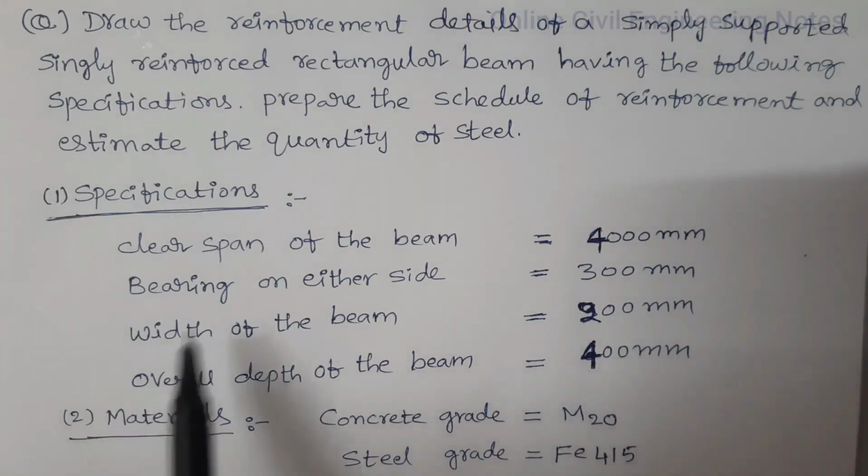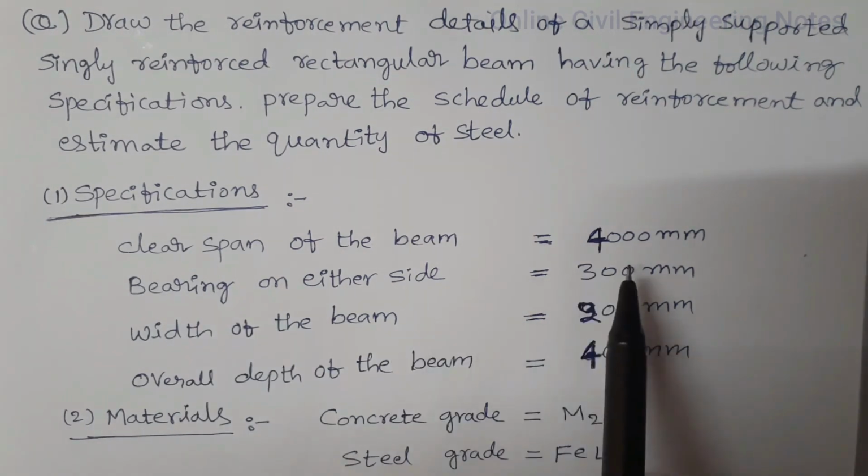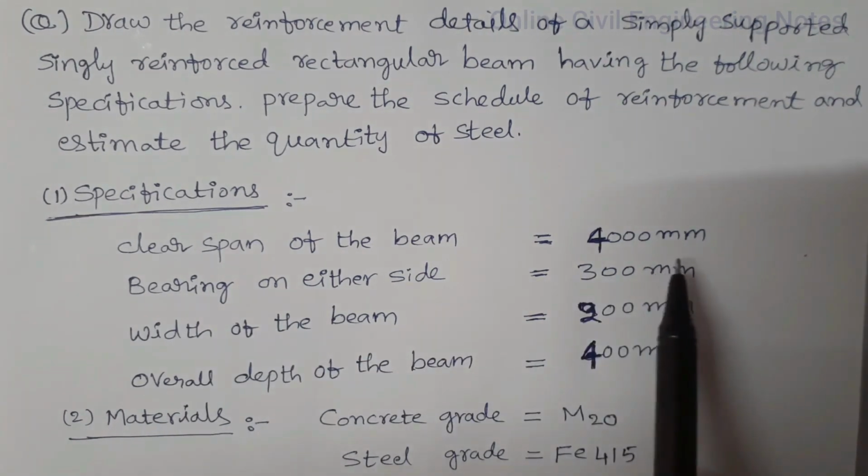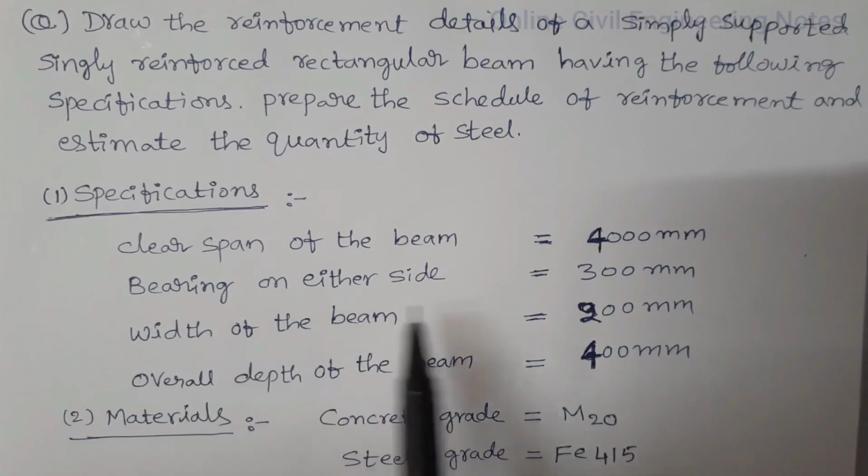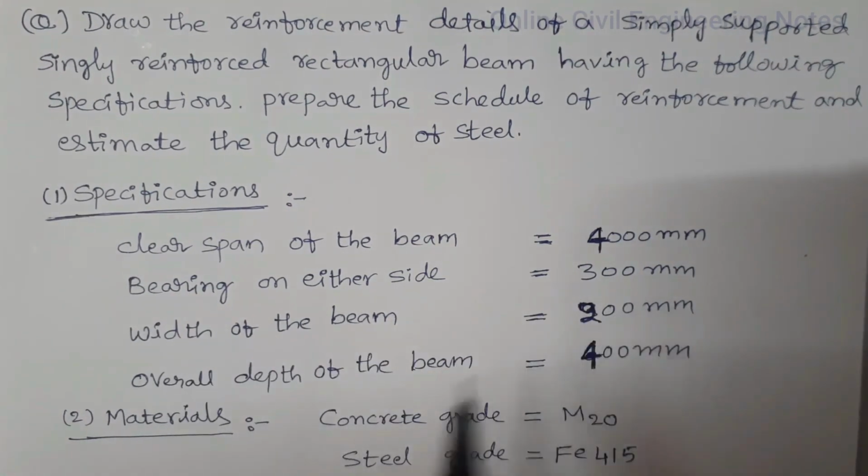The given specifications are: clear span of the beam is 4000 mm, that is 4 meters. Bearing on either side is equal to 300 mm. Width of the beam is equal to 200 mm. Overall depth of the beam is equal to 400 mm. Materials used for this design of beam are concrete grade M20, steel grade Fe 415.